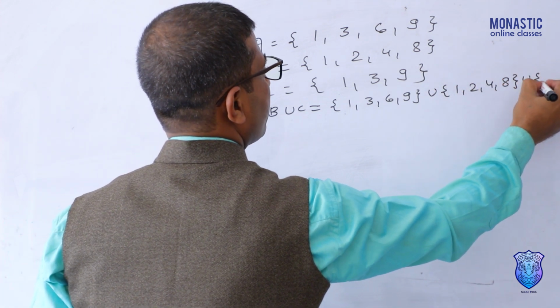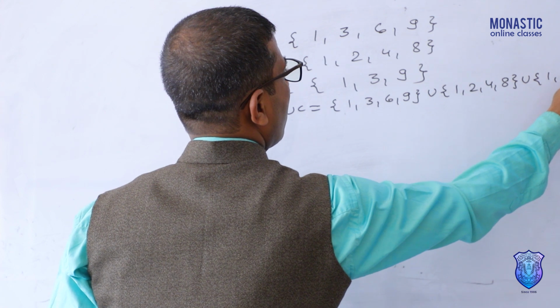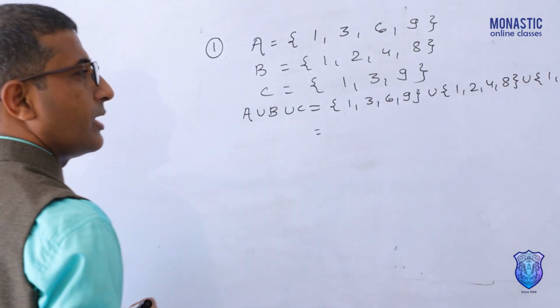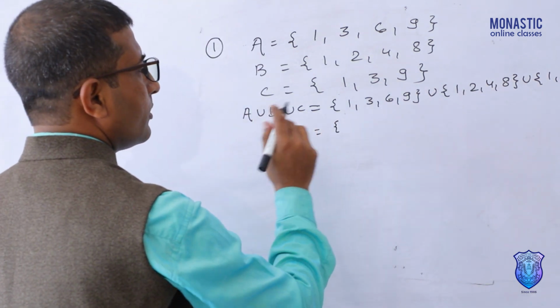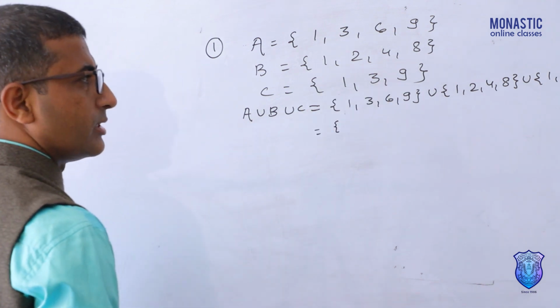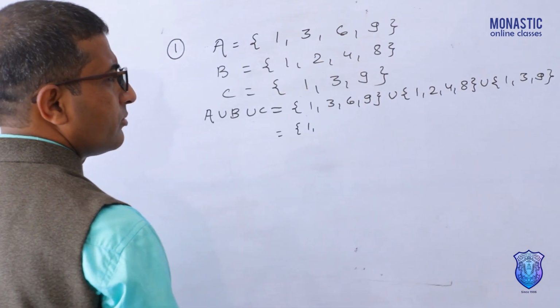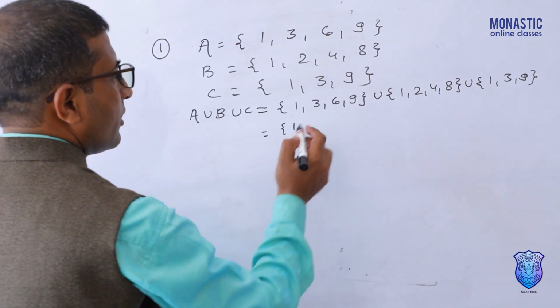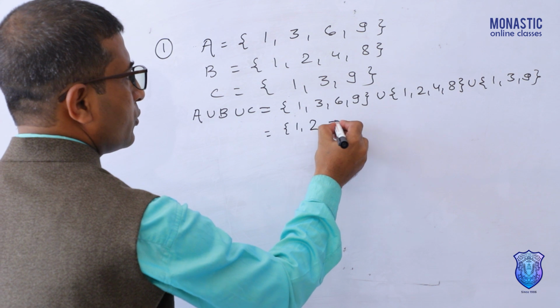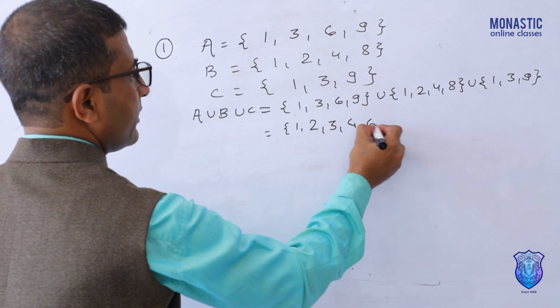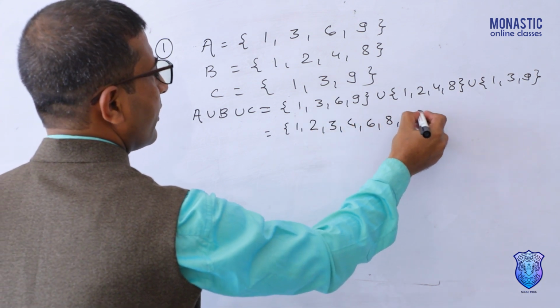We have written all the elements of A, B and C. For the union, we have to take all of these. Generally, we write in arranged way, but not necessary. 1, 2, 3, 4, 6, 8, 9.